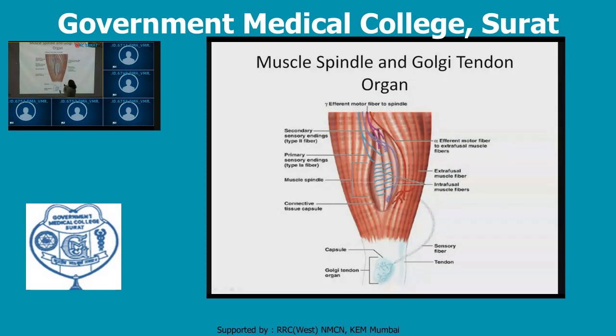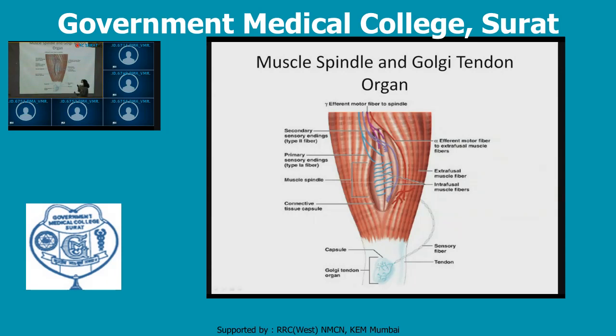Once this Golgi tendon organ is stimulated, the impulse travels via the sensory fiber, that is the 1B fiber. From the Golgi tendon organ, the impulse via the afferent travels to the central region, that is the spinal cord segment. Here it synapses with the alpha motor neuron via an interneuron.